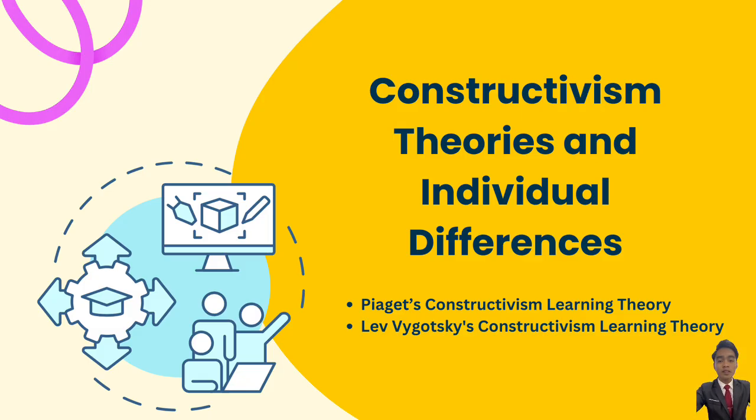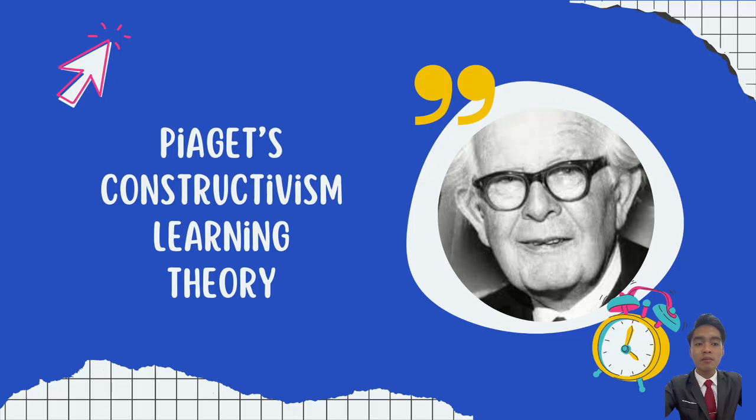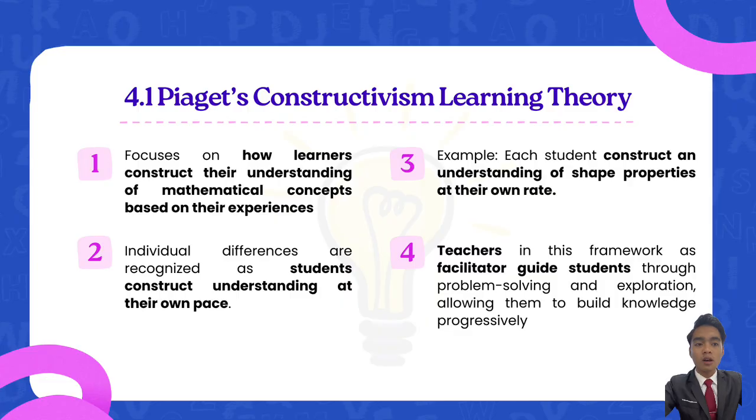Next, let's discuss the constructivism theories and individual differences based on 2 different theories. The first theory is Piaget's constructivism learning theory. Piaget's constructivism learning theory focuses on how learners construct their understanding of mathematical concepts based on their experiences. Individual differences are recognized as students construct understanding at their own pace.